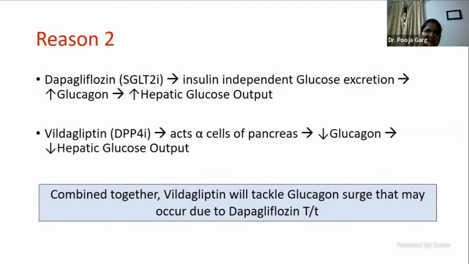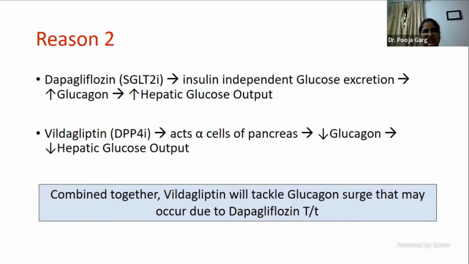The second reason behind combining these is that each covers the disadvantages of the other, like dapagliflozin. What it actually does is increase insulin-independent glucose excretion. We know it causes glycosuria, but it increases glucagon, and therefore it increases hepatic glucose output.